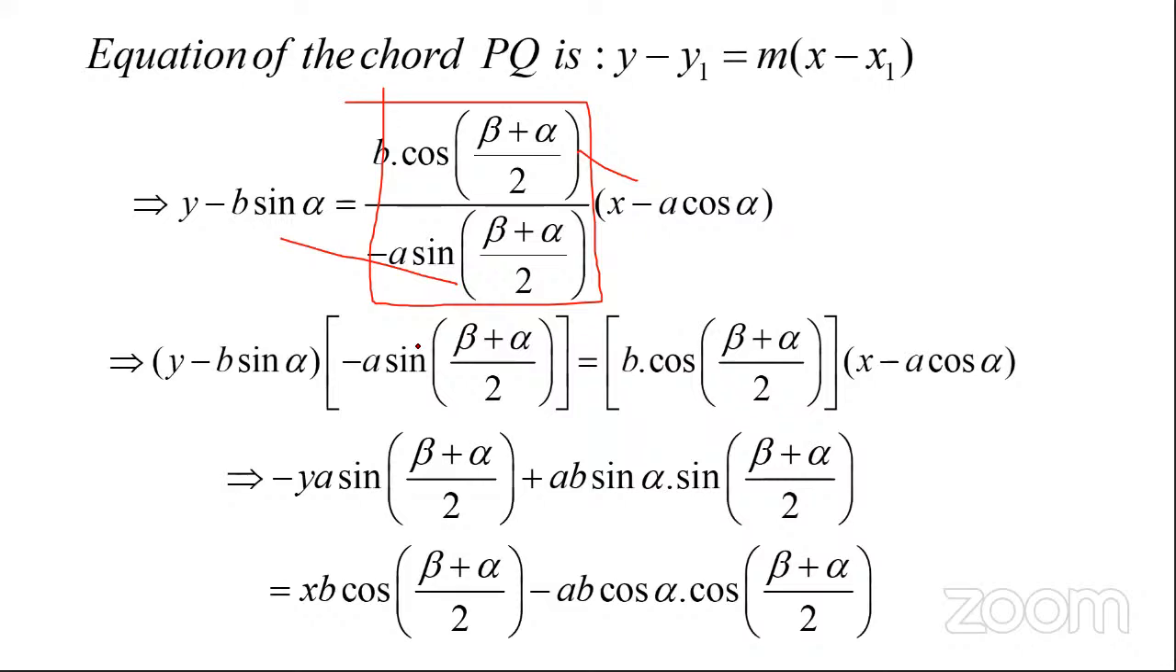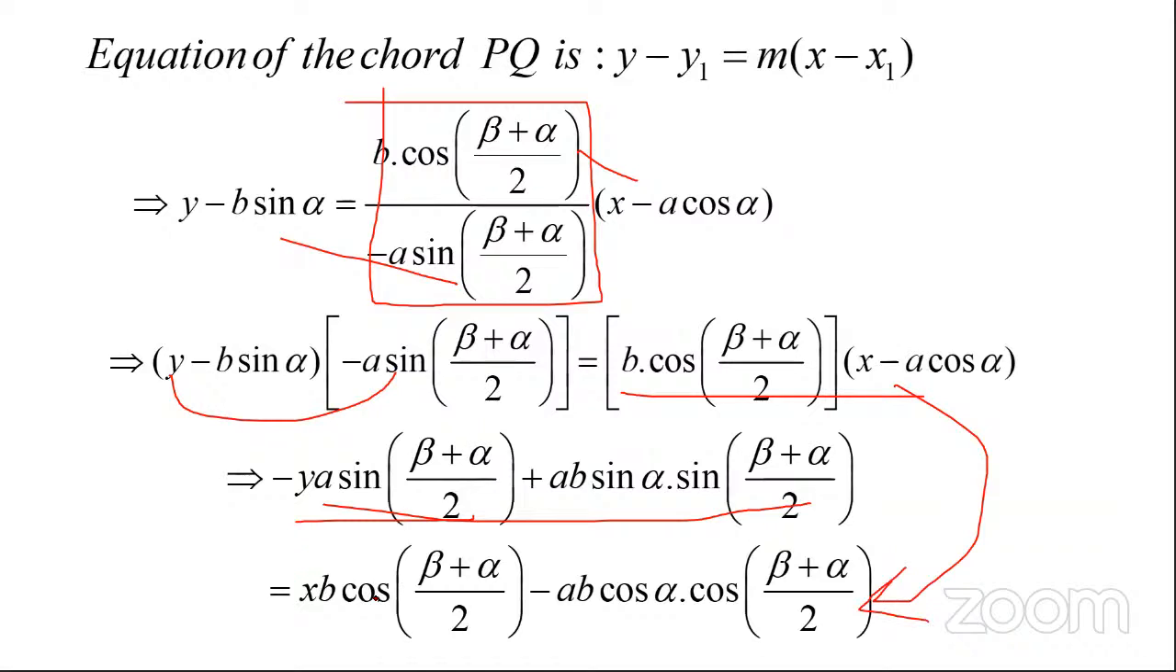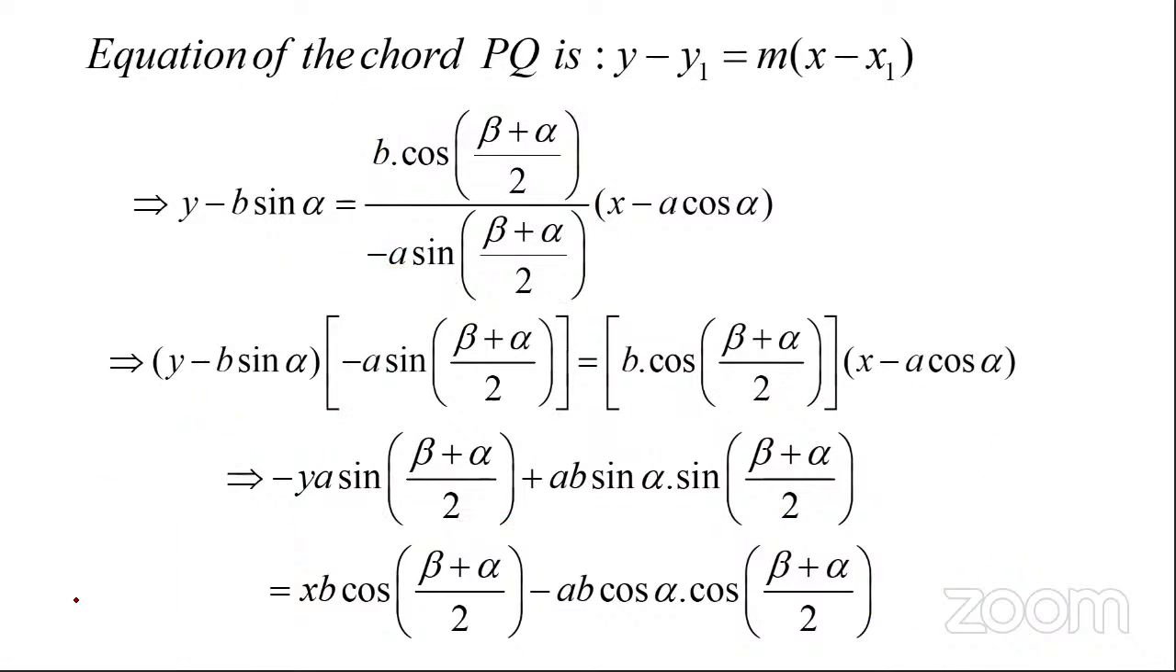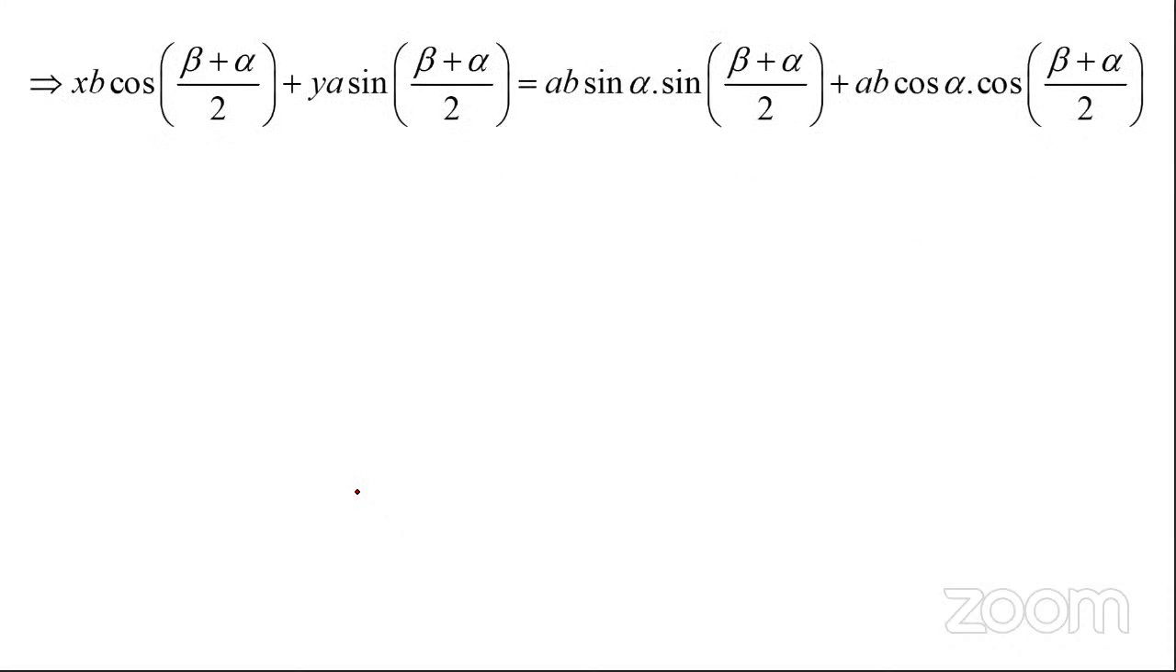Now multiply this out. On the left side, y times minus a sin((beta+alpha)/2), and minus into minus gives plus ab sin alpha sin((beta+alpha)/2). The right side is xb cos((beta+alpha)/2) minus ab cos alpha cos((beta+alpha)/2). Please observe this. Simplifying, xb cos((beta+alpha)/2) plus ya sin((beta+alpha)/2) equals ab sin alpha sin((beta+alpha)/2) plus ab cos alpha cos((beta+alpha)/2).